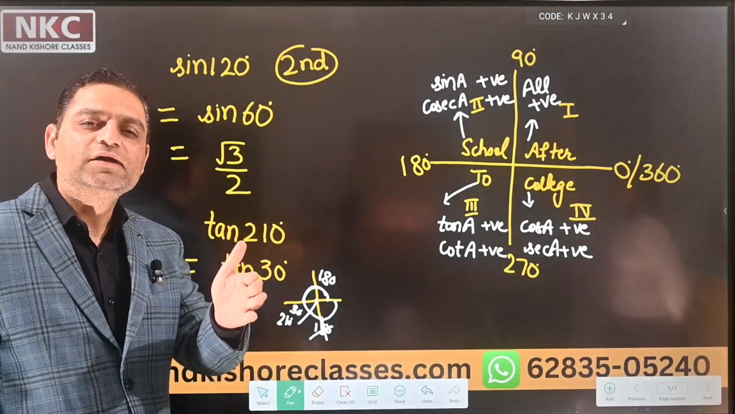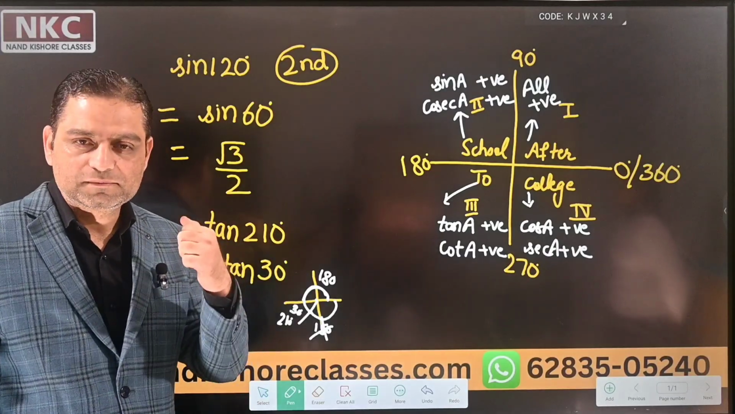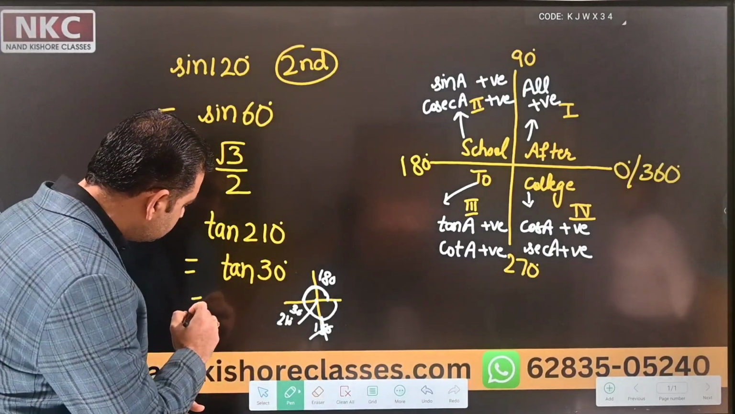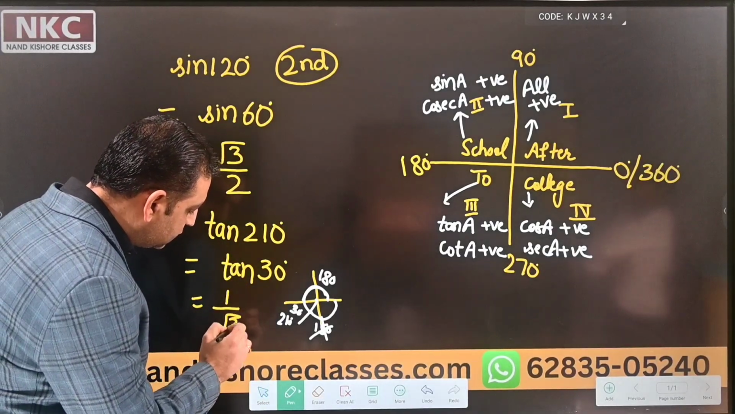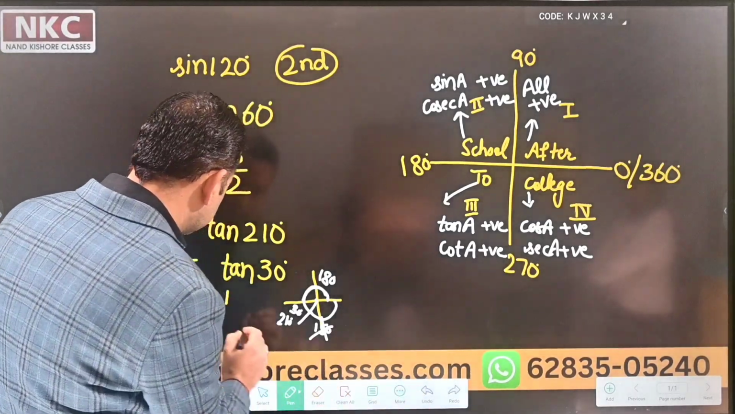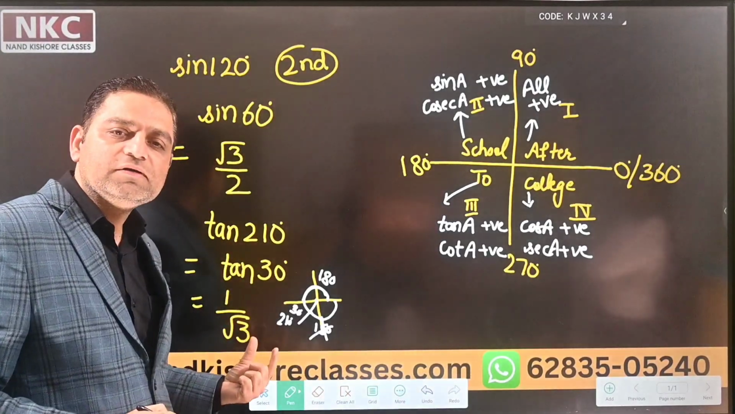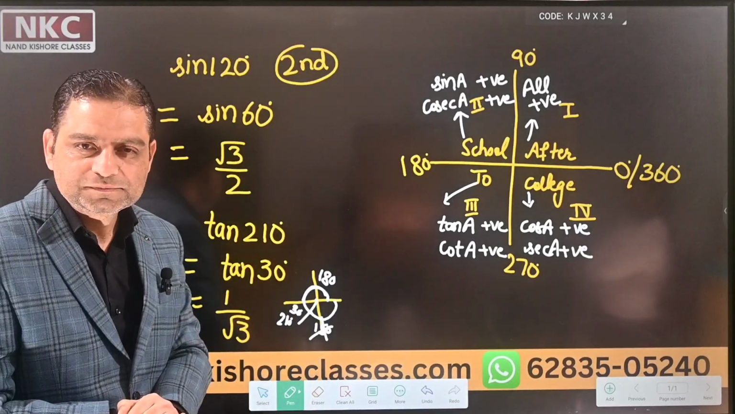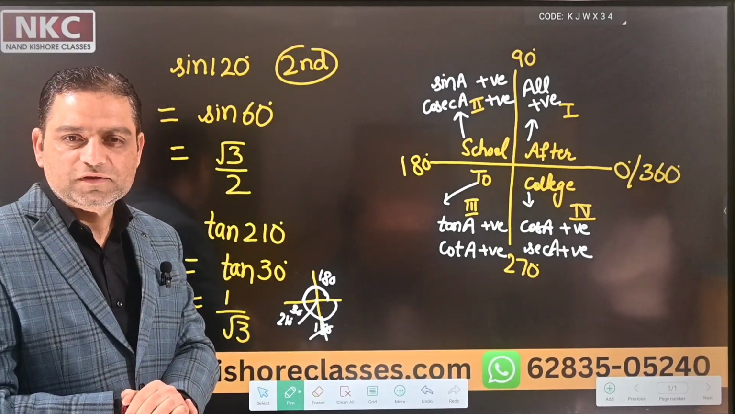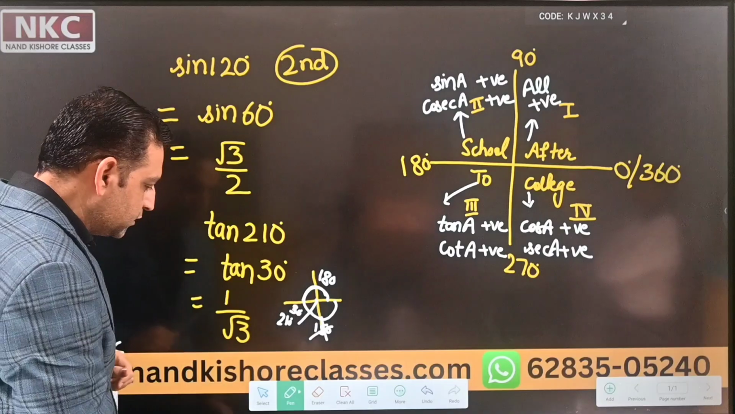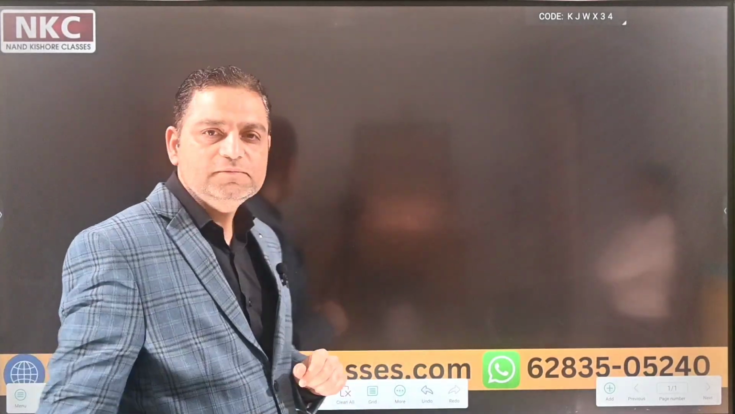Instead of 210, we will find the angle with the reference angle. So tangent 30 is a standard angle, I have learned it. It is 1 over root 3. So tangent 210 degree has the value 1 over root 3. I hope this is making sense, and this all is clear. I am taking a few more examples.